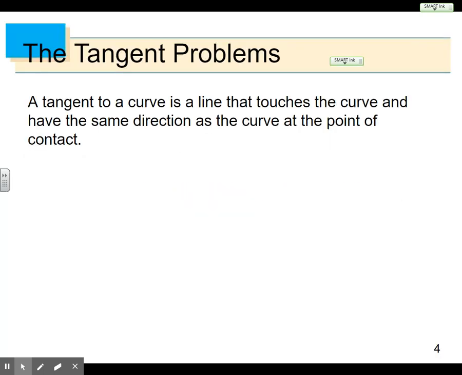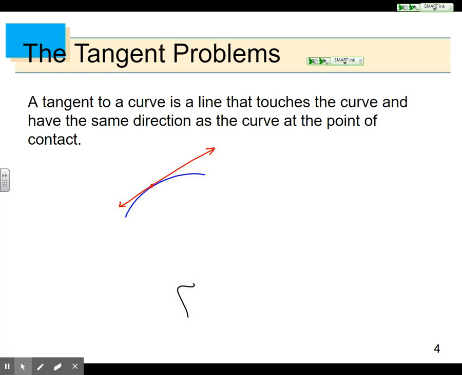Let's look at the tangent problem first. I want to remind you what a tangent is from your days back in geometry. A tangent to a curve is a line that touches the curve and has the same direction as the curve at the point of contact. Just in the open plane right here, suppose this is my curve. The tangent is going to come up and touch this curve in one place right here. And it's going the same direction. It doesn't go through it, it just touches it in one spot.